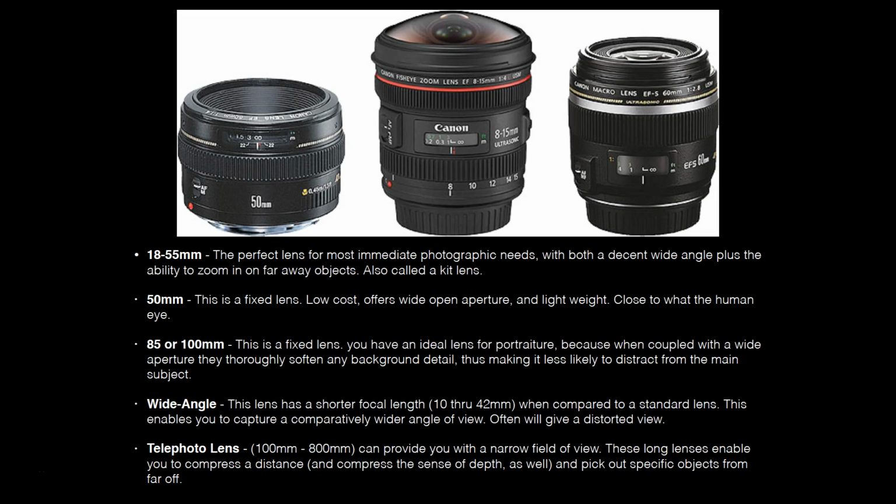A wide angle lens, so this could be like a 10 to 42. 35 is really popular. It's one I want next. This allows you to capture a wider angle of view. Sometimes it gives that distortion. Think of skater videos that have that fisheye distortion. The wider it is, the more distorted the barrel tends to be.